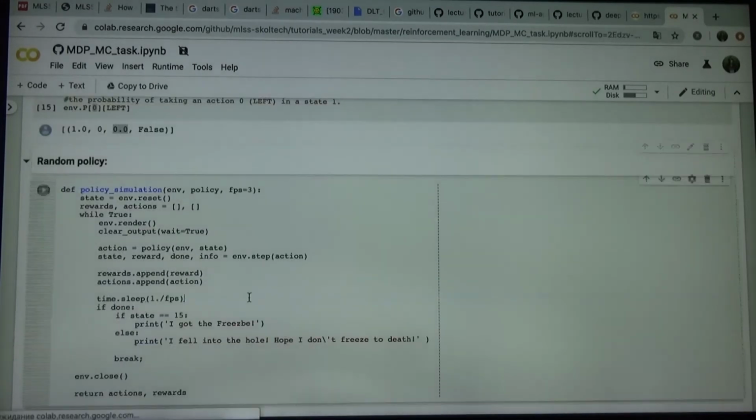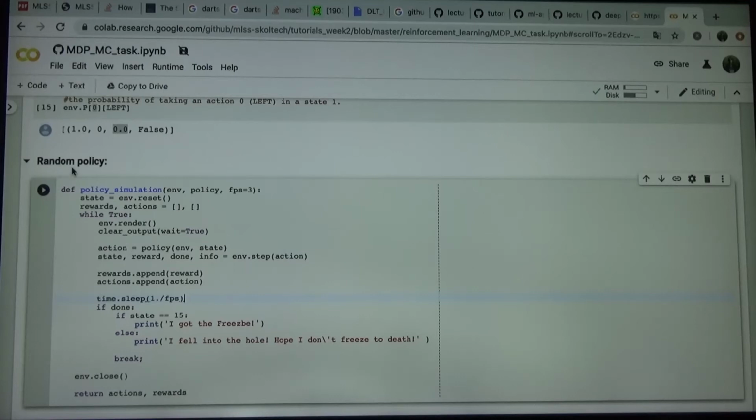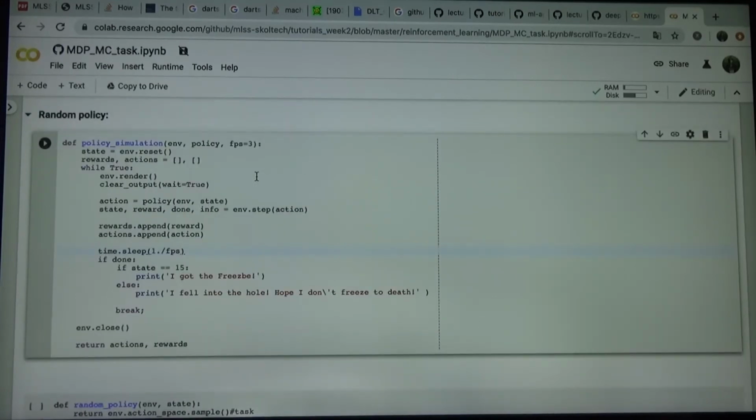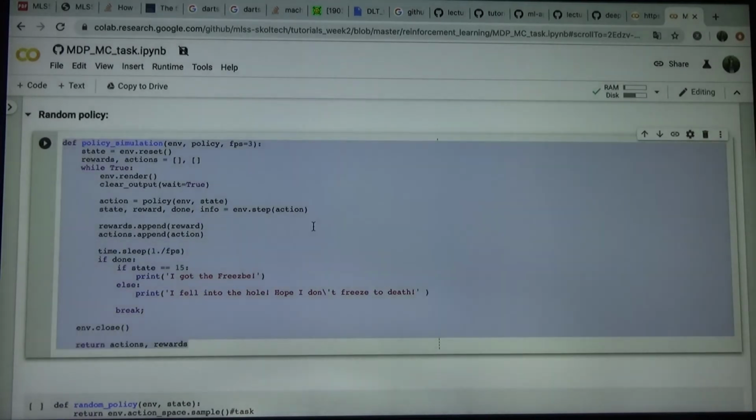So let's try, when you want to try something, first let's try something random. Let's try some random policy. Yeah, so this is some wrapper function that basically does exactly what I showed you in OpenAI Gym.